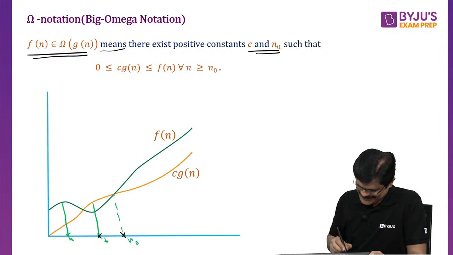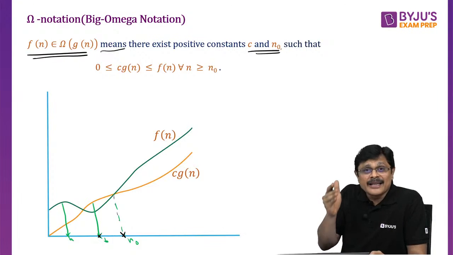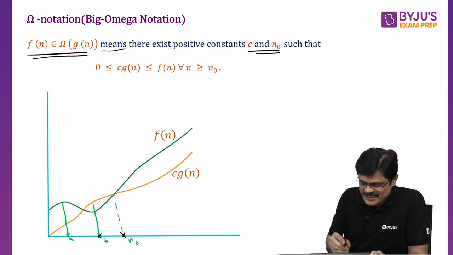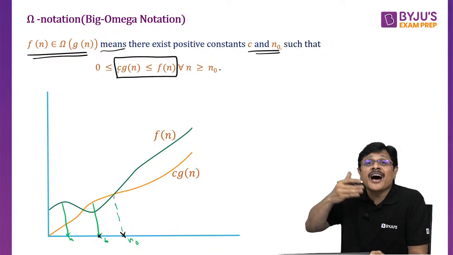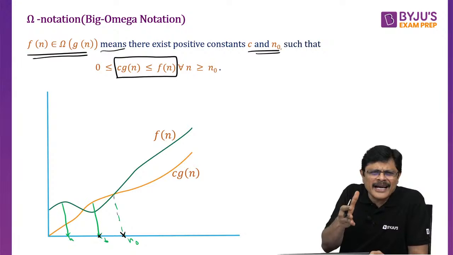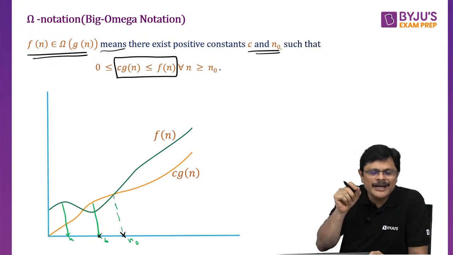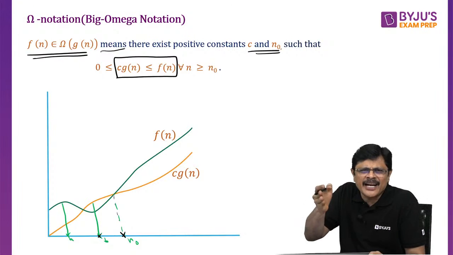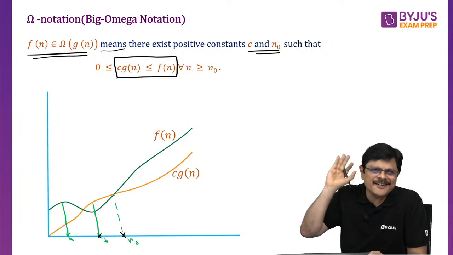Got it? Right. So what is happening, sir? After N naught, this Fn dominates C times Gn. That is, this condition is satisfied for large values of N naught. What is this N naught, sir? You can call it the starting point for your large values of N. That is, after N naught, any N is larger for us.